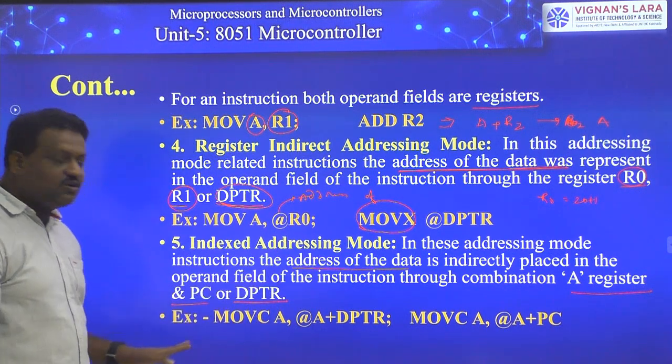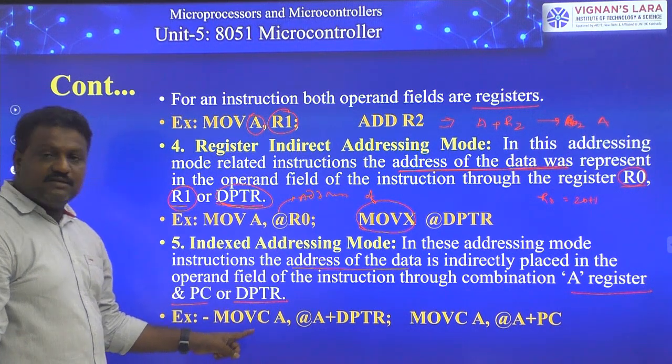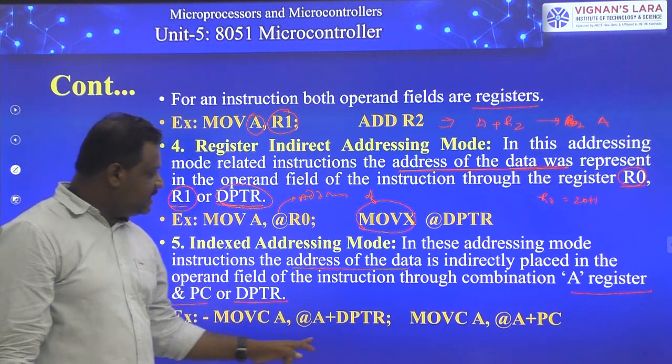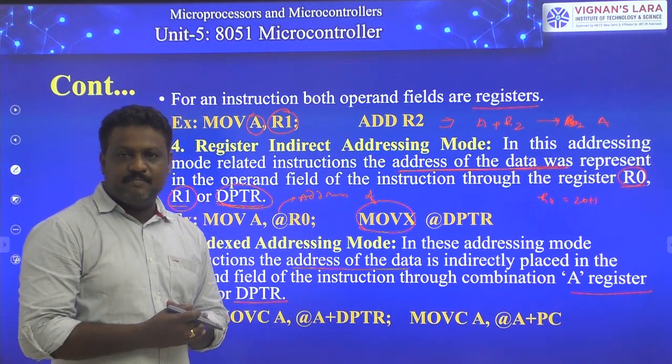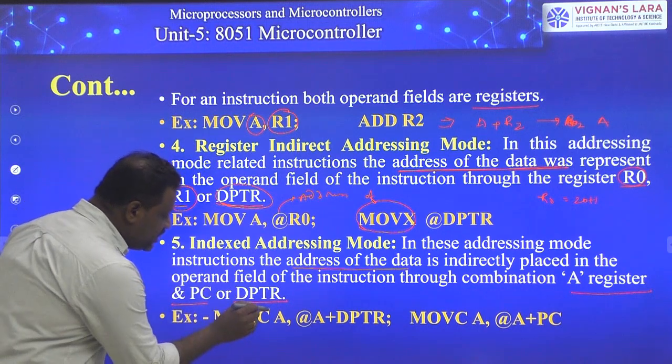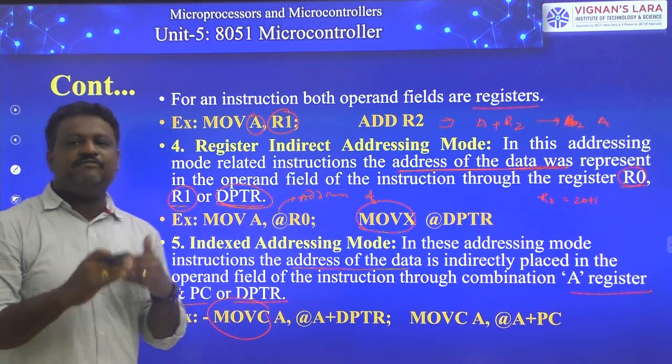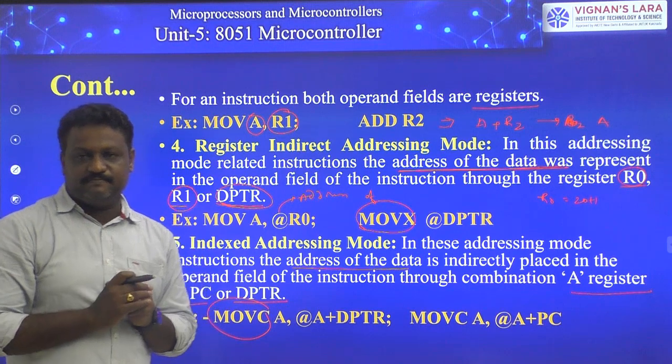For better understanding, let us go for an example: MOVC A, @A+DPTR. The meaning of this is, especially this MOVC is used whenever we are communicating with code memory.